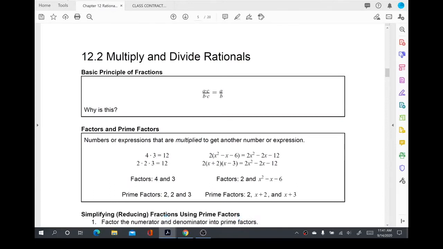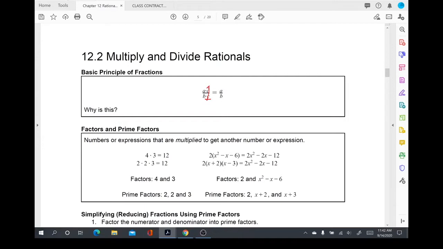12.2, multiplying and dividing rationals. The basic principle of fractions. So when you have a times c in the numerator and b times c in the denominator, that is also equal to a over b. And the reason why is the c in the numerator and the denominator end up canceling each other out. And the reason why the c's cancel each other out is because c over c is equal to 1, leaving us with just the a over b.